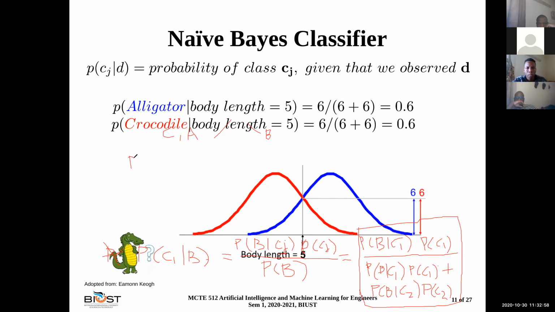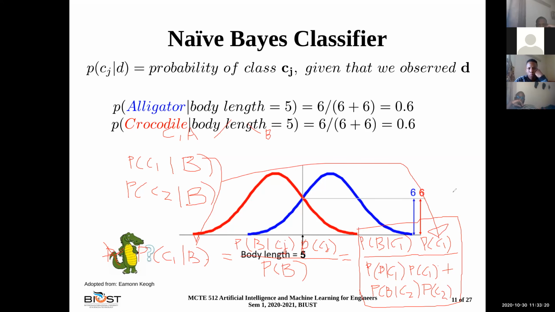That is the probability of C1 given the body length, and the other one is the probability of C2 given body length. You see? We can compute this one with many terms. Why are we not using this but just computing this directly? Anyone?